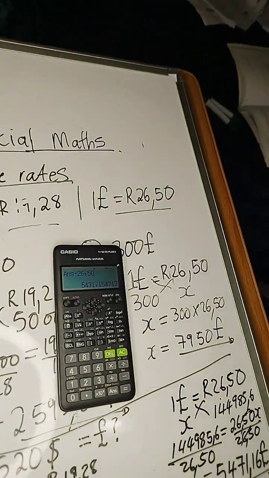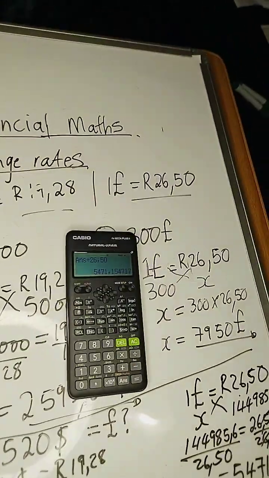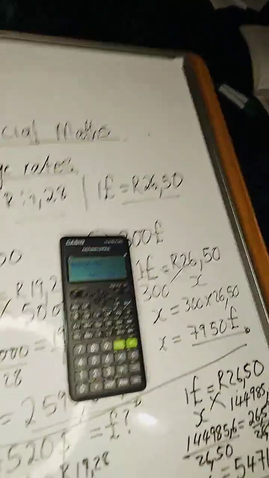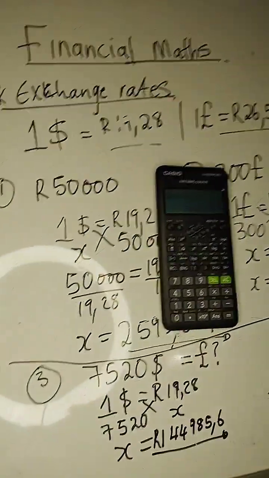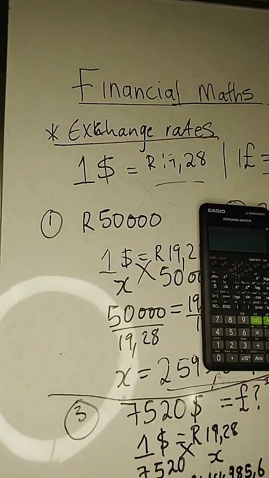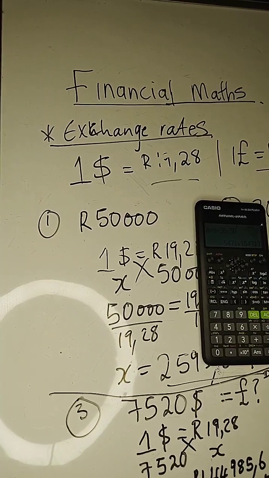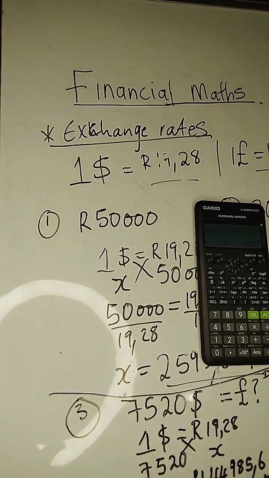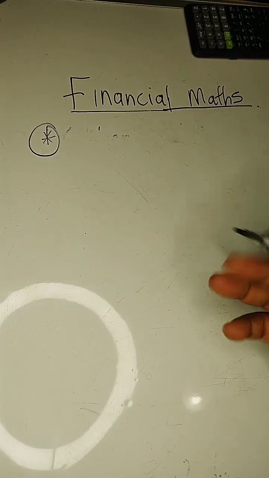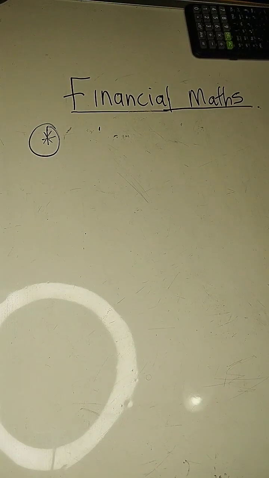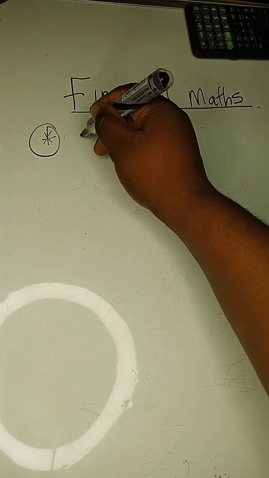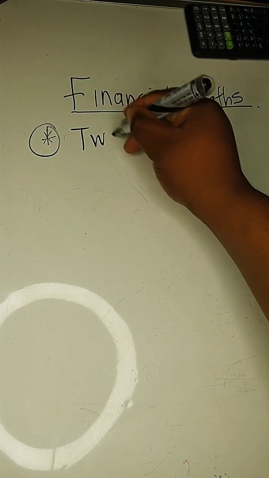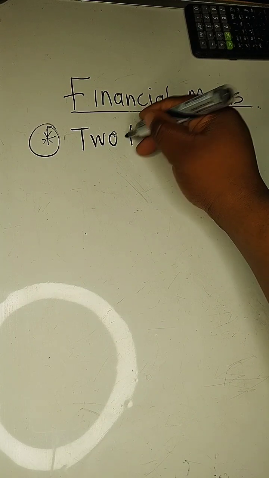So whenever it is complex like this, please make sure that you go through all the steps so that you do not complicate things. So that is the first part of our financial mathematics. Now the second part, let's get into the second part. The second part deals with what you call interest. We have two types of interest.